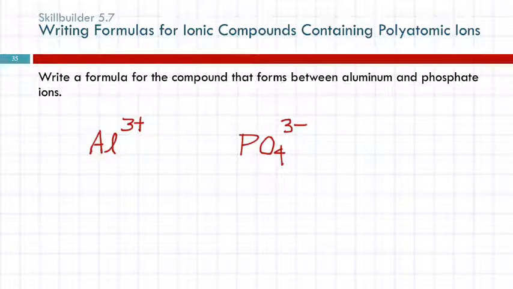Putting these 2 together, what do I need to do? Just put them together. Plus 3, minus 3. So this is AlPO4. Do I need parentheses? No. I don't want to write parentheses unless I absolutely have to. I will write parentheses if I have more than 1 polyatomic ion to avoid confusion. Here I just have 1 polyatomic ion. It kind of looks like a dog food, doesn't it? AlPO4. Good for your dog.